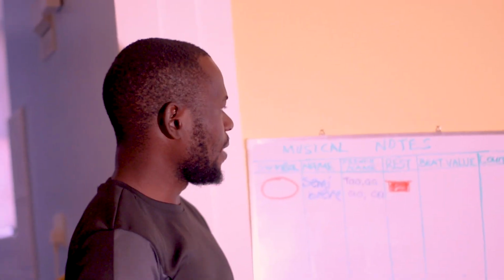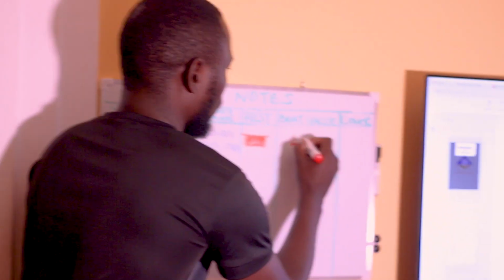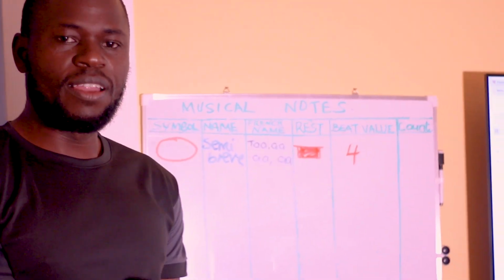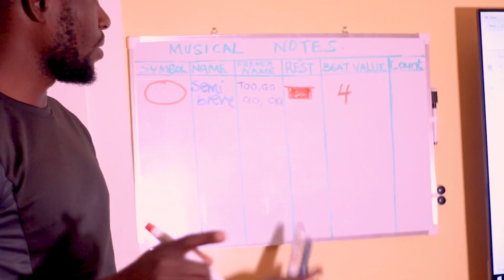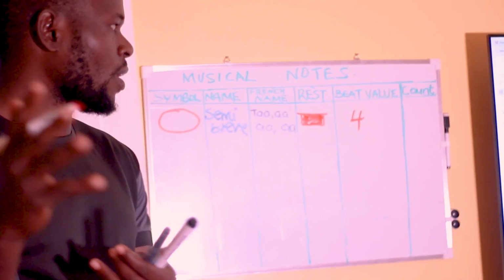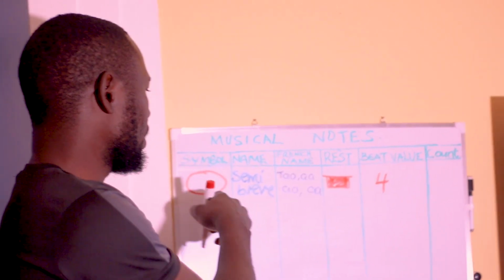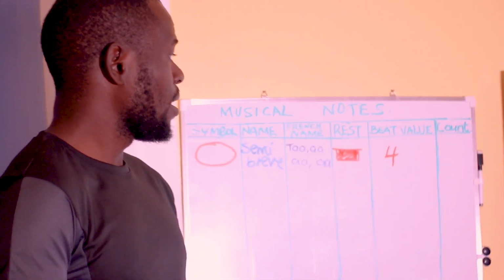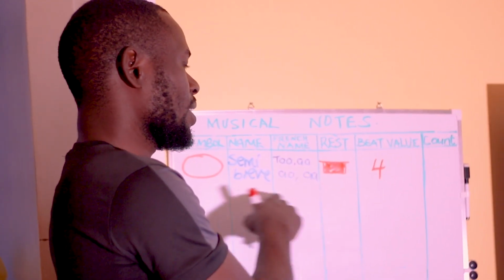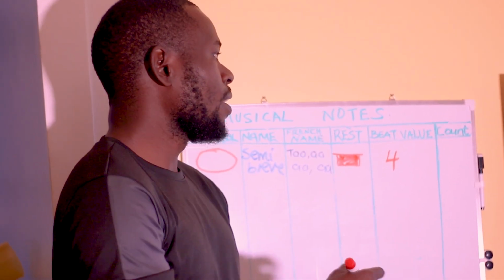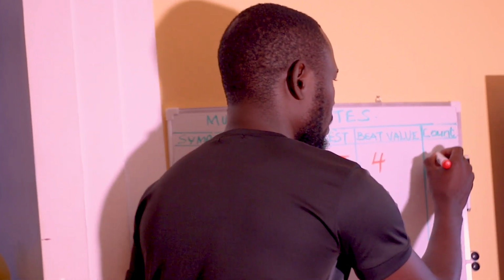Then the beat value is 4, which is the highest in music. The highest beat value is 4, unless it is dotted; we shall come to learn about dotted notes later. But if it is just a semibreve, which is the highest note, the beat value is 4. Then the count will also be 4.